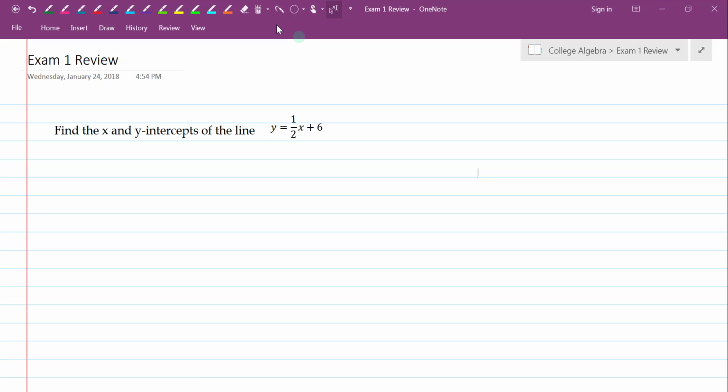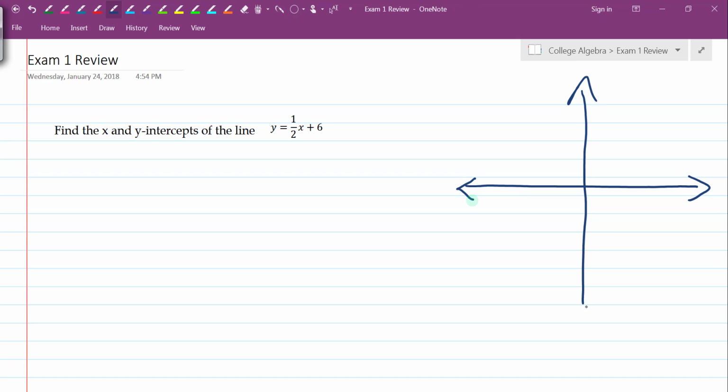To find the x and y intercepts, let's first look at finding the x-intercept. If we are looking at a coordinate system and we know that we're looking for an intercept on the x-axis, that means we're looking for a point sitting somewhere on the axis. We are not going up and we are not going down in the y direction. So my y value for an x-intercept must be equal to 0.